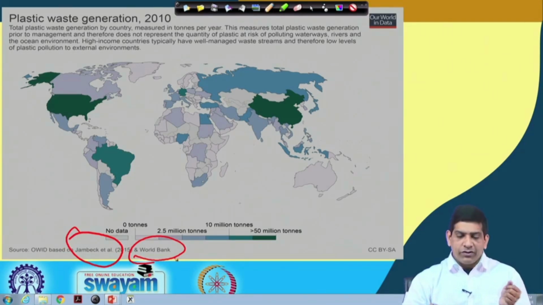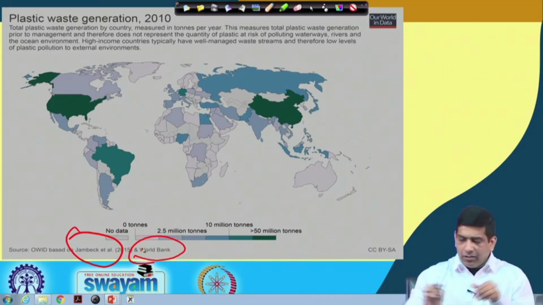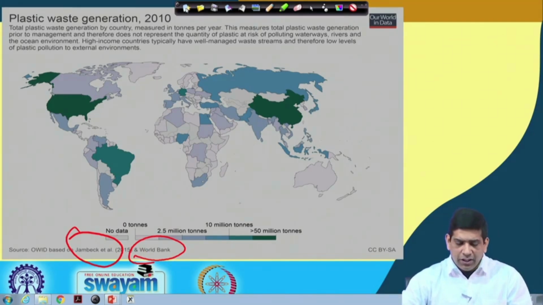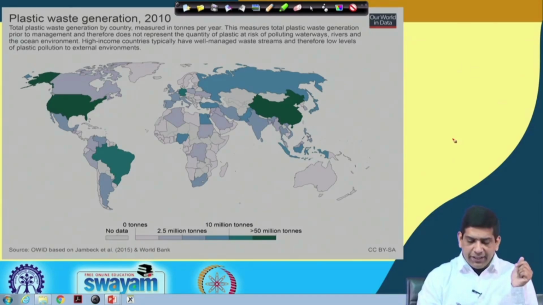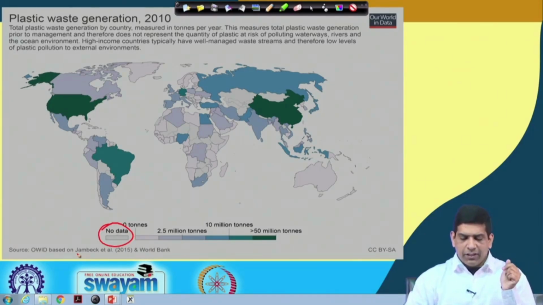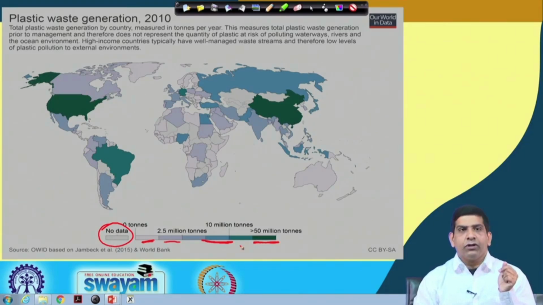So taking those two works together, what was found in terms of the plastic waste generation, as you can see, is in the color coding. Anything which is no data is basically just a light grayish color. Then from 0 tons to 2.5 million tons, slightly darker, then it gets darker, and then from 10 million tons it gets a little bit bluish, and then greater than 50 million tons is where you see a greenish color showing up. So, this is the total plastic waste generation.